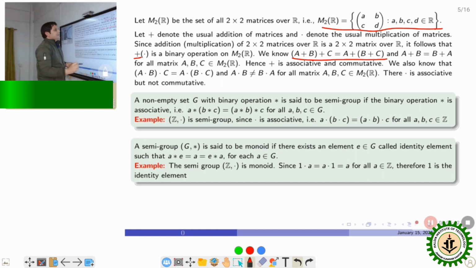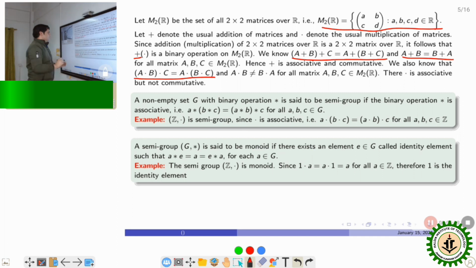And similarly, A plus B equals B plus A always holds in matrix addition. And therefore, matrix addition is associative and commutative. And we also know this property holds.